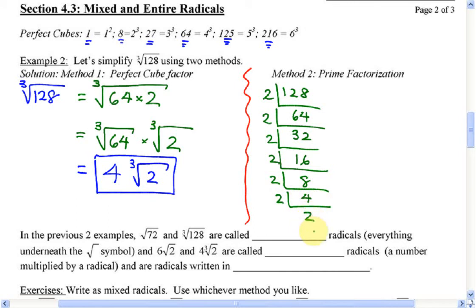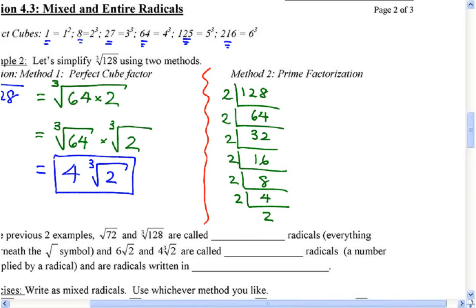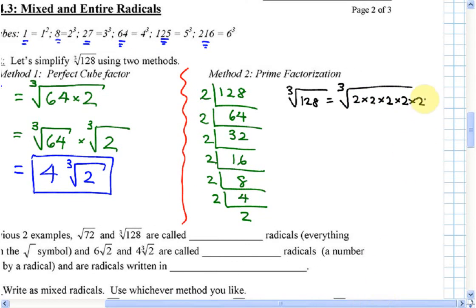We're good. Oh boy. So I guess that means the cube root of 128 is equal to the cube root of 2 times 2 times 2 times 2 times 2 times 2. How many 2s? I'm getting lost here. How many 2s? 1, 2, 3, 4, 5, 6, 7. So I have to have 7 2s underneath this cube root. I'm going blind with all these 2s.